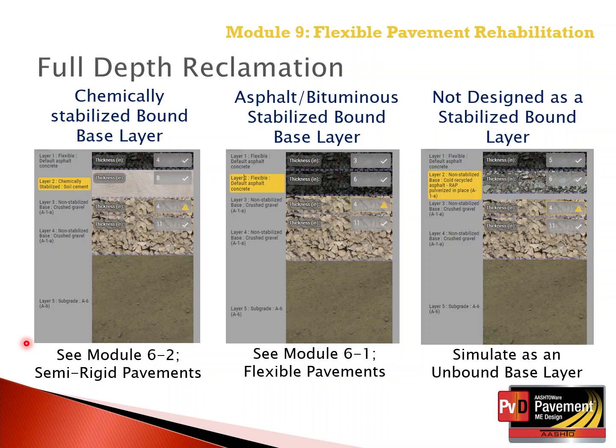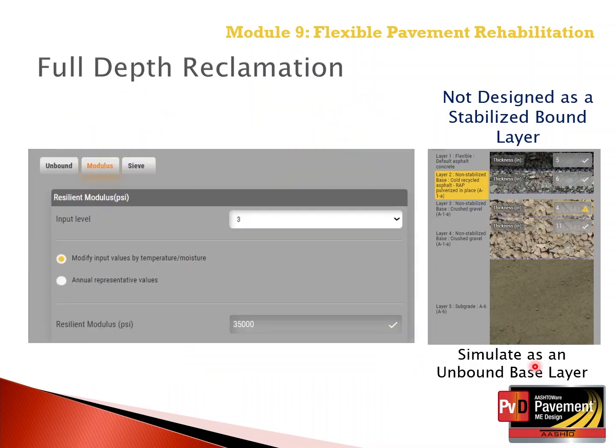So as a reminder, chemically stabilized base layer, that's C Module 6-2 for semi-rigid pavement. We're adding asphalt or bituminous, and it's a stabilized bound base layer, C Module 6-1 for flexible pavement. If it's not designed as a stabilized bound layer, then simulate as an unbound base layer itself.